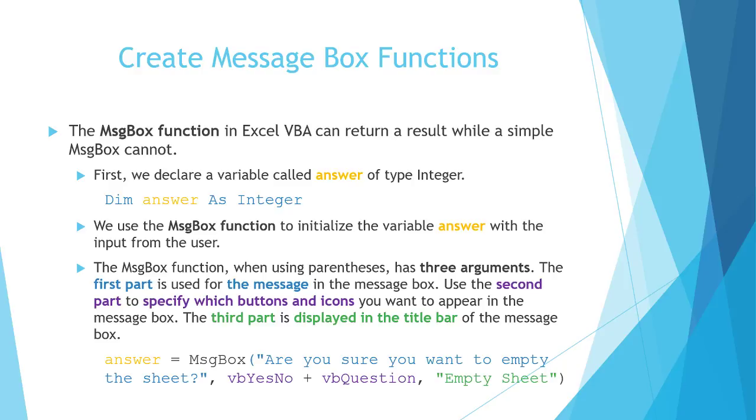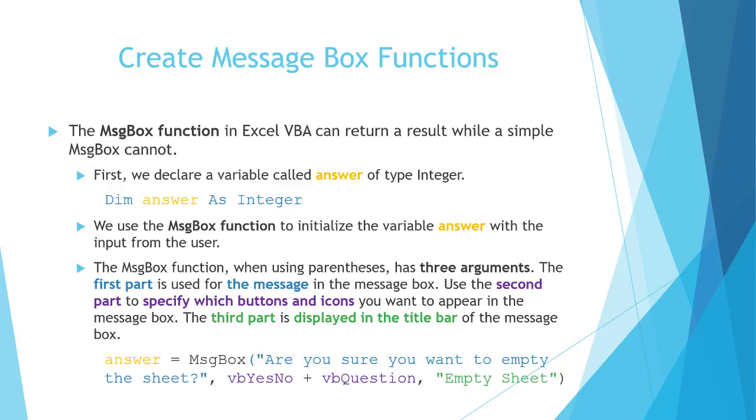So the message box function, when using parentheses, has 3 arguments. And once again, I'm going to use some color coding to keep things a little bit easier to understand. So the first one is blue. The first part is a message in the message box. If you look at the line below, the message I'm going to have is, are you sure you want to empty the sheet? All in quotation marks. Then I'm going to have a comma to separate that.